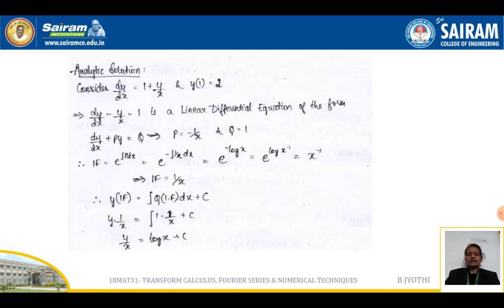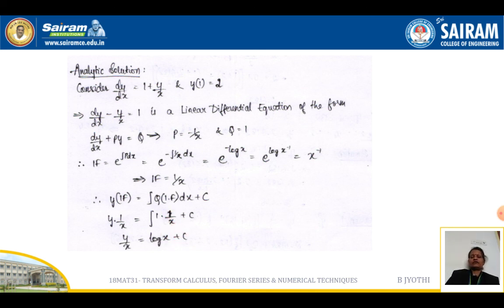Now let us see the analytical method. In the analytical method, as usual, we consider the standard form, where the y term is taken to the left hand side, in the form dy by dx plus py is q, with p equals minus 1 by x and q equals 1, and the integrating factor is e to the power of integral p dx, which is e power integral of minus 1 by x dx, or e power minus log x, that gives us x power minus 1, or 1 upon x is the integrating factor. With the q value as 1, let us substitute in the formula. We get 1 into 1 by x plus c as the integral. So integral of 1 by x is log x plus c.